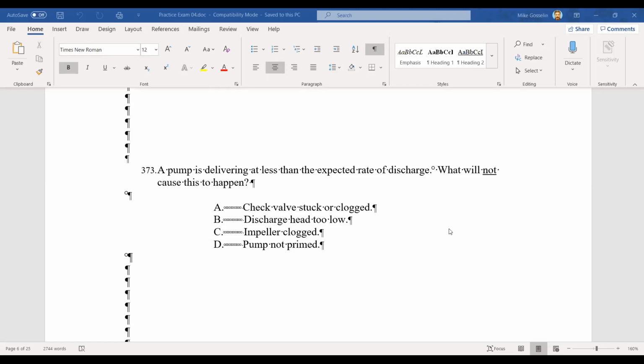Mike, you're going to have to run me through this question, please. Sorry. Sure, yeah, no problem. And don't say sorry at all. This is what we're here for, to make sure we're clear and have some understanding. So, first part of the question: a pump is delivering at less than its expected rate of discharge. So basically, the pump is not pumping what it's supposed to be pumping. We good on that part? Yeah. Okay. So what will not cause this to happen?